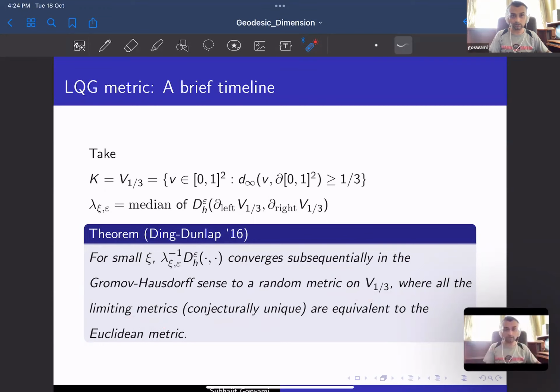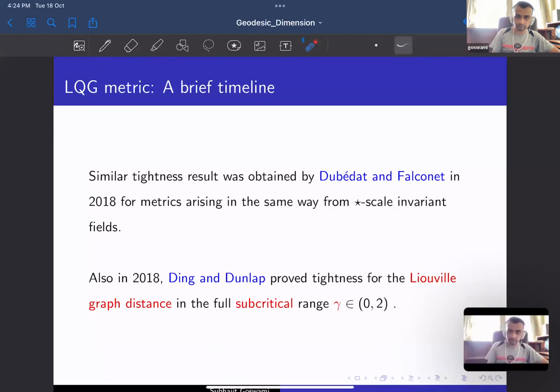A similar tightness result was subsequently obtained by Ding and Falconet in 2018 for metrics arising in a similar way from what they call star scale invariant fields. Essentially, these Gaussian fields have a certain hierarchical structure. You can write it as an independent sum of fields, where each field at a higher scale is formed by an independent copy of the field at the lower scale, subject to some dilation, like scaling in terms of the output.